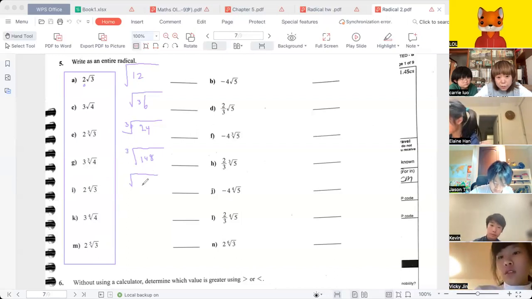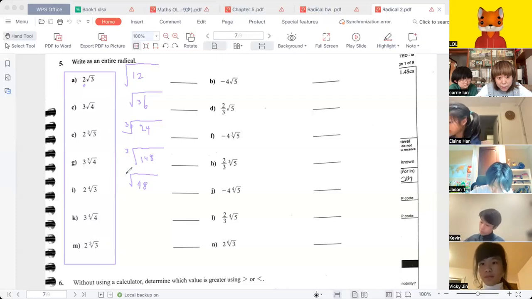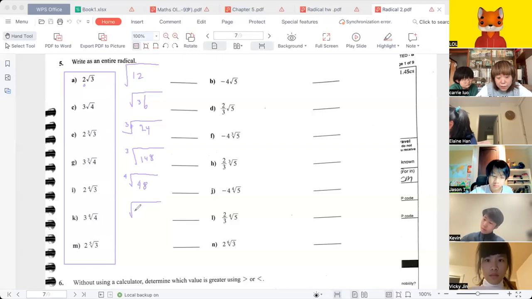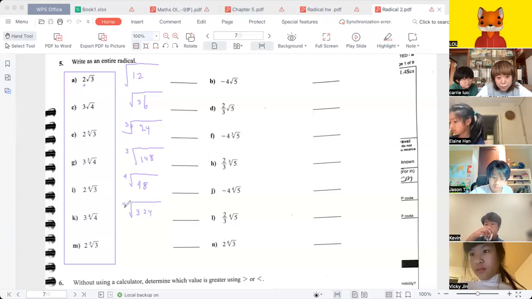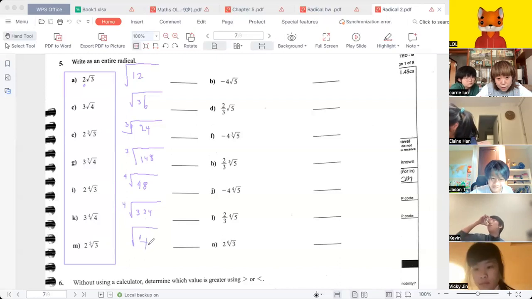2 times 4 equals what? 16. 16 times 4 equals 48. And don't forget this 4. And this one, 81 times 4, 324. And don't forget 4. And this one, 16 times 3 equals 48. That's to the power 5. And that's power 32. 32 times 3. Oh, sorry, 432. 96. 96.